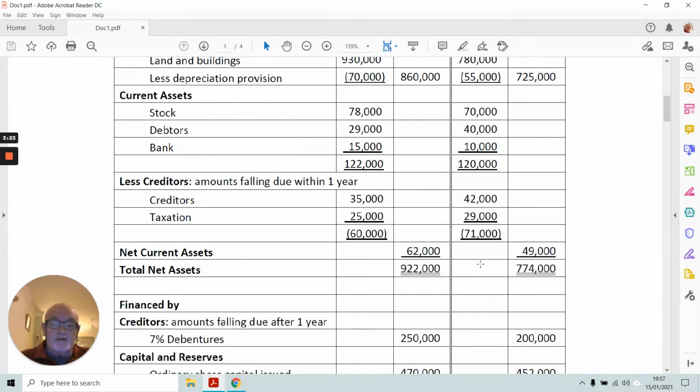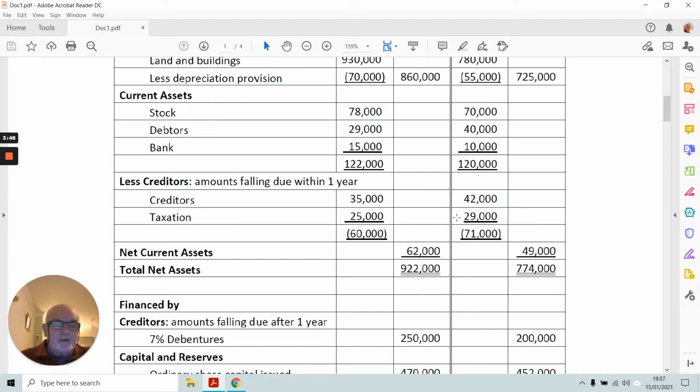Looking at our balance sheet, our trade creditors are 42,000. These are people that at the end of last year we owed 42,000 because we owed them that for goods we had bought from them on credit. And at the end of this year we owe them 35,000. So we've decreased our creditors by 7,000 euro during the year.